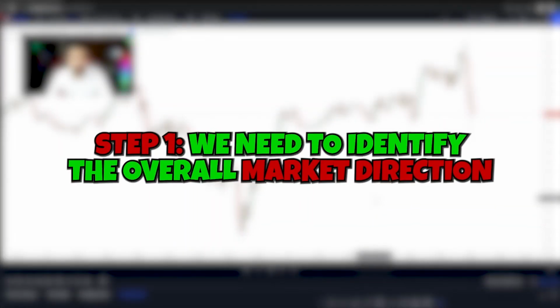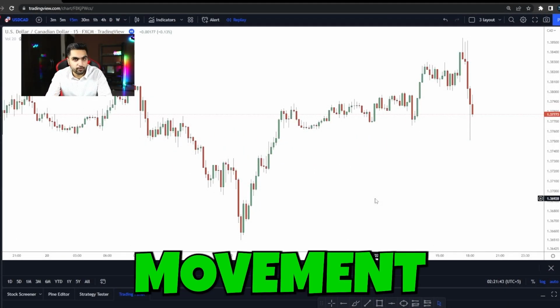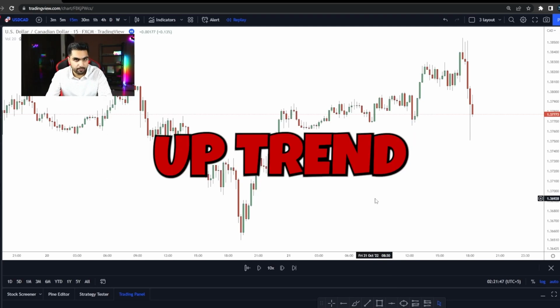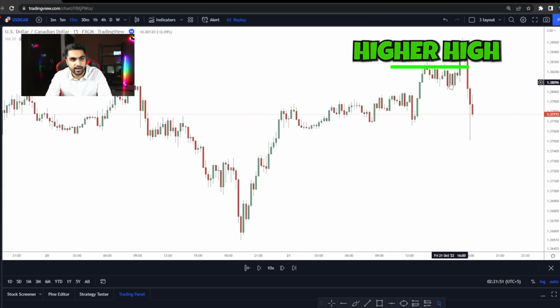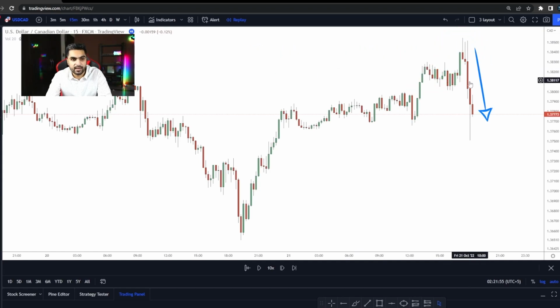The very first step of this strategy is that we need to identify the overall market direction, and for that purpose we need a big impulsive movement which will tell us whether the market is in a downtrend or an uptrend. Now you can see that we were making higher high and higher low, higher high and higher low, and after creating this higher high we made an impulsive movement. And when we were making an impulsive movement, it is an indication for us that the market wants to go to the downside if we are making the movement to the downside.